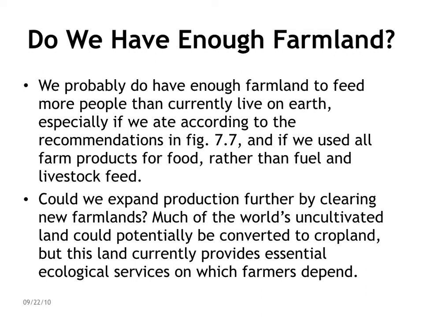Much of the world's uncultivated land could potentially be converted to cropland, but this land currently provides essential ecological services on which farmers depend. Forested watersheds help maintain stream flow, regulate climate, and provide refuge for biological and cultural diversity. Wetlands also regulate water supplies, and forests and grasslands support insect pollinators that ensure productive crops.